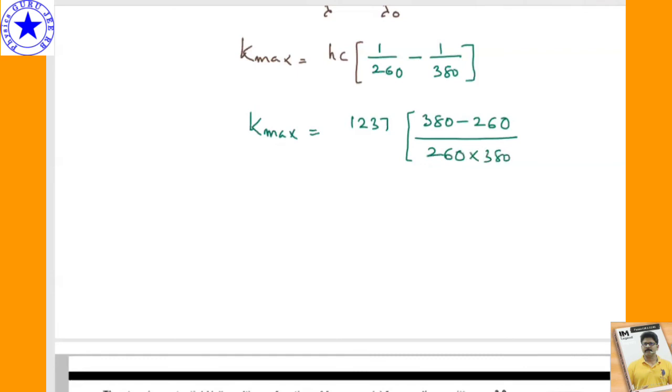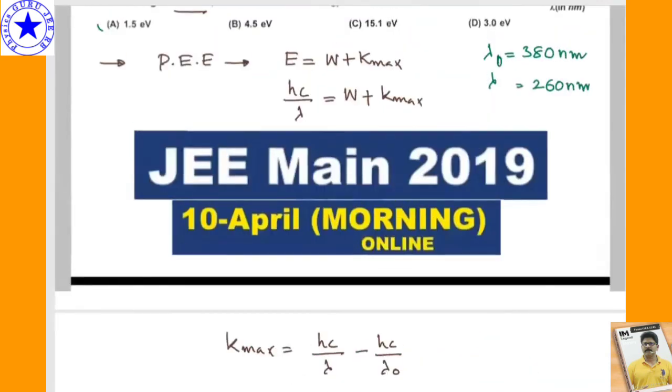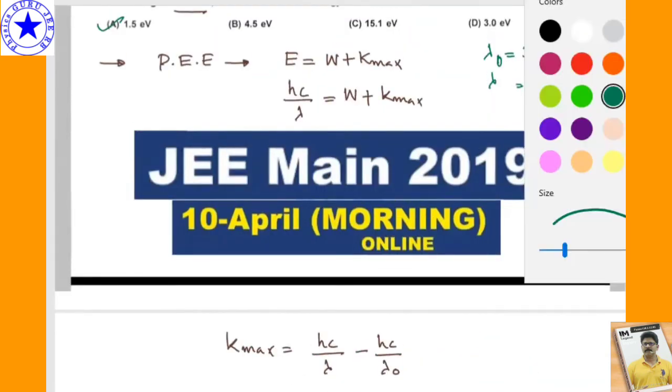Hope it is clear till this point. Now simply substitute there: 1237 into 380 minus 260 divided by 260 into 380. If you simplify and check it out once, this is approximately 1.5 electron volts. So K max equals 1.5 electron volts, which matches with option A. You can see here, this is option A, it is matching. Hope this is clear, right?